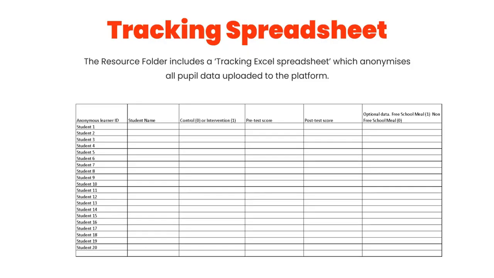Inside the resource folder, you will find a tracking spreadsheet, and this allows you to link an anonymized student ID on our platform to a learner in your group. So all you do is, when the system allocates them to intervention or control, you log this on your tracker.